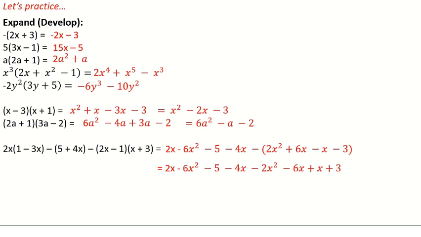Now after doing this, we collect the like terms. So minus 6x squared and minus 2x squared are the same. 2x minus 4x minus 6x plus x are the same. Minus 5 and plus 3, they are the same. So you solve all the like terms together.